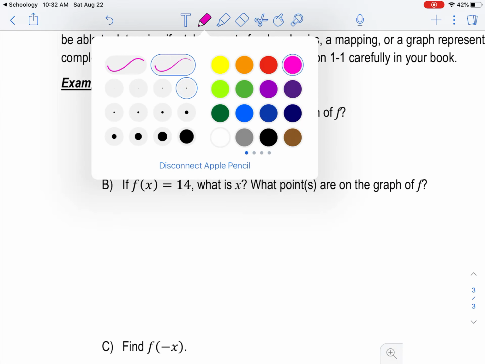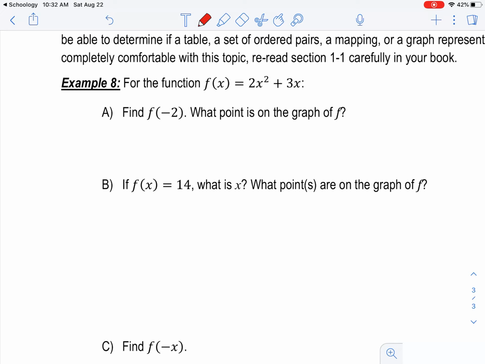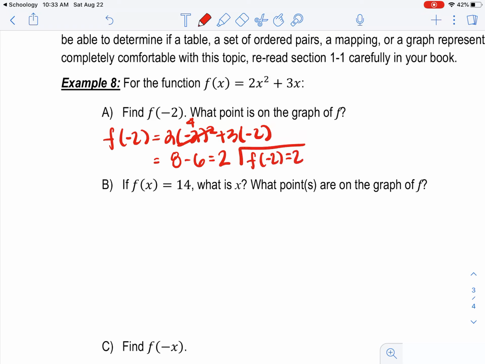Okay. So first thing I want to remind you of is function notation. It says find f of negative 2. What does it mean when it says find f of negative 2? It means plug in negative 2. So f of negative 2 is equal to 2 times negative 2 squared plus 3 times negative 2. Negative 2 squared is 4, so that's 8 minus 6, which is 2. So f of negative 2 is 2. The second part of the question asks what point is on the graph because of that. Remember, when we plugged in negative 2 for x, we got 2 for y. So this is our point right here.